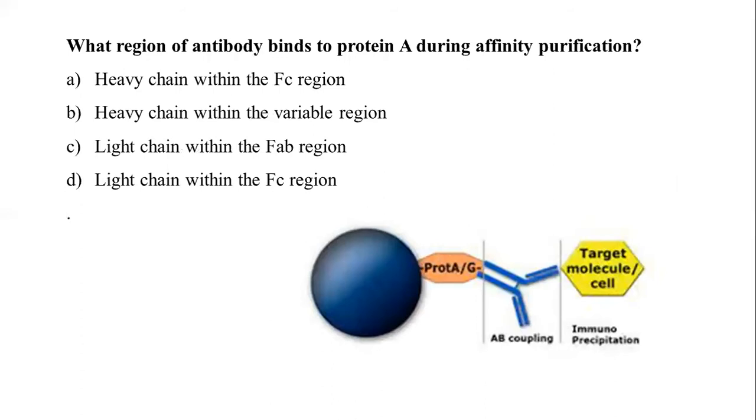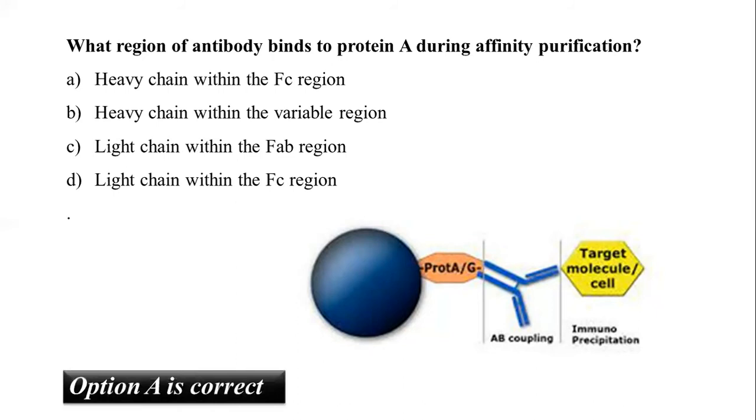The next question is, what region of an antibody binds to protein A during affinity purification? It has been proved via crystallographic refinement that the primary binding site for protein A is on the Fc region of the heavy chain, between the CH2 and CH3 domains. So the right answer to this question would be the heavy chain within the Fc region. So A is the correct answer.